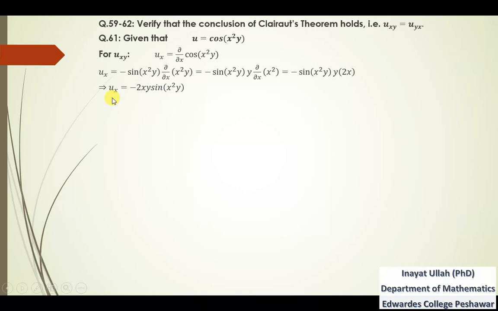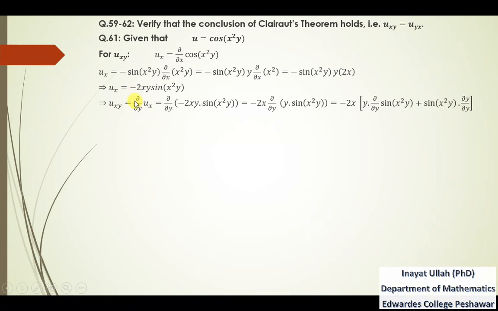Now we need to differentiate this u_x with respect to y. So u_xy is ∂/∂y of u_x, the partial derivative with respect to y. Minus 2x is kept constant, so write minus 2x outside this derivative, and that is the product of two functions, y times sin of this function. So that is the product rule: first function times derivative of second function plus second function times derivative of first. Now that is the derivative of sin(x²y) with respect to y.